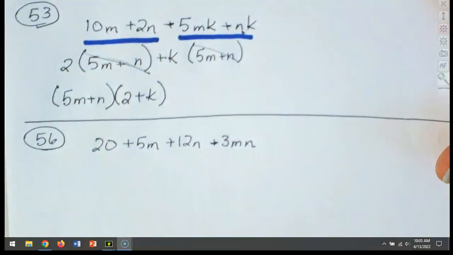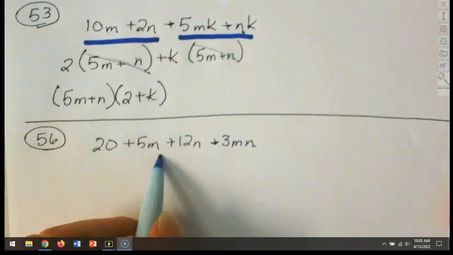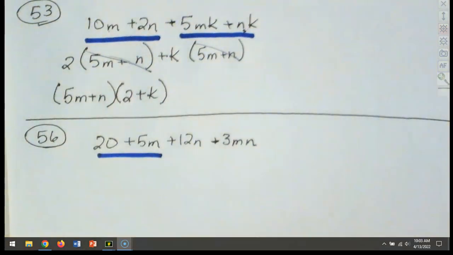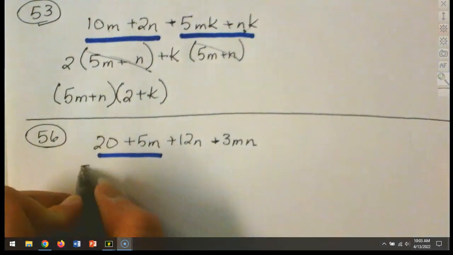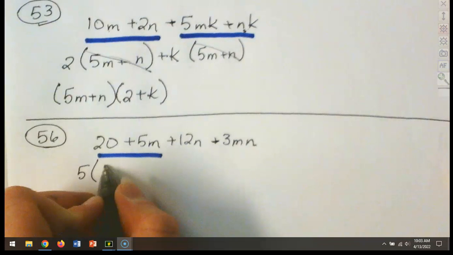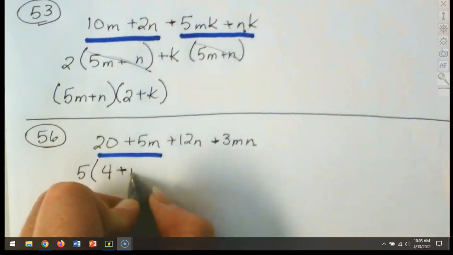Nothing comes out of all of it. Always check that first. Nothing comes out. In some cases it will, and we'll look at one here in a moment where something will actually come out of all of it at the beginning. Nothing comes out though. So now we group first two pieces. What comes out? Anyone want to tell me what's going to come out of here? 5 comes out. And what does that leave you with? 4 plus m.